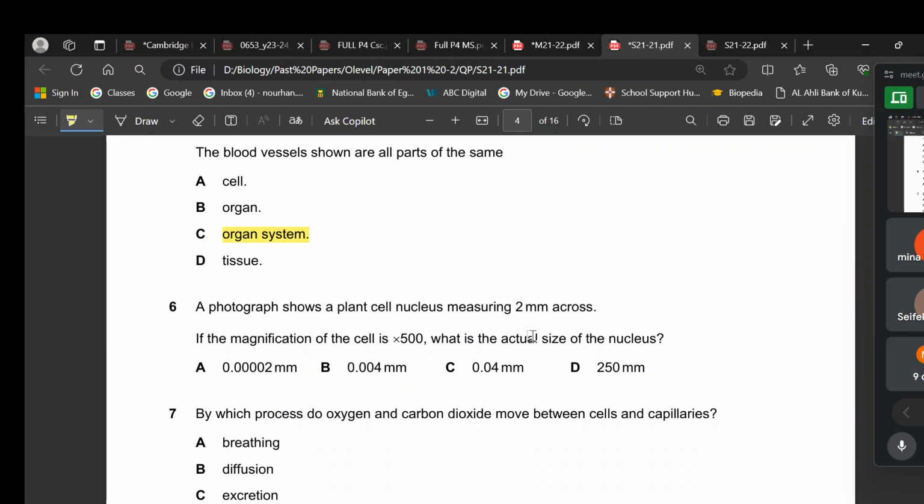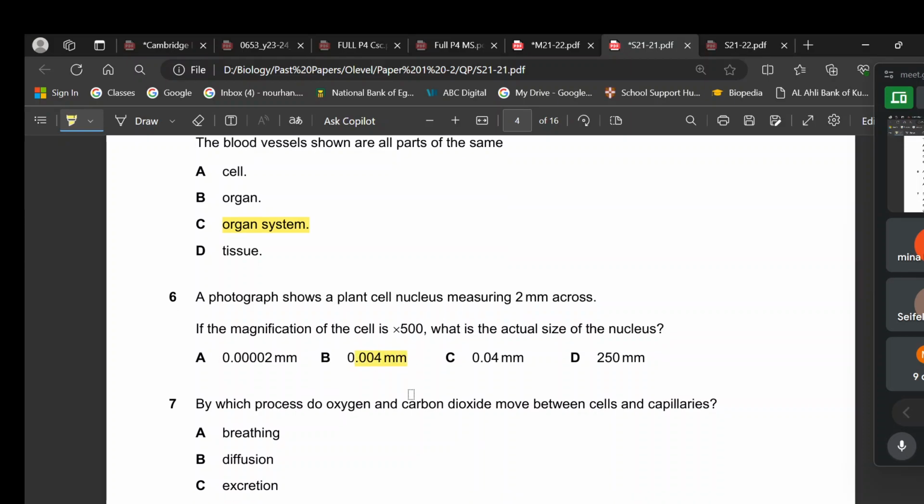A photograph shows a plant nucleus measuring 2 millimeter. This is the image. If the magnification is 500, what is the actual size of the nucleus? To get the actual size, I will divide the image by the magnification. Here, the answers are also in millimeter, so I do not have to change the unit. I will divide 2 by 500, the image over the magnification. 2 over 500 will be 0.004.